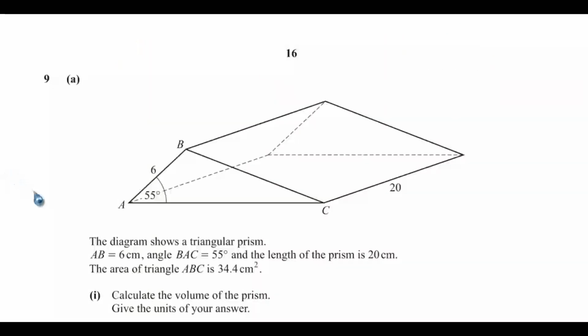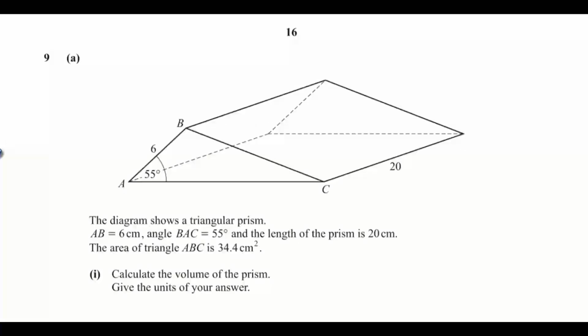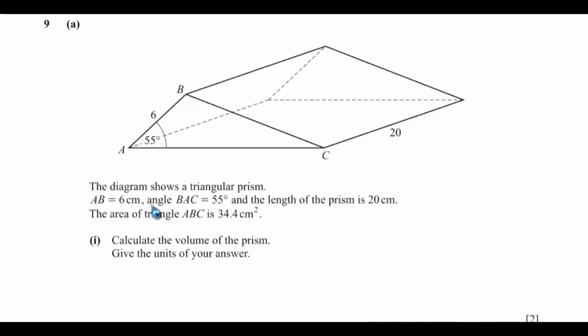Okay, question 9. The diagram shows a triangular prism. AB is equal to 6 centimeters, angle BAC equals 55 degrees, and the length of the prism is 20 centimeters. The area of the triangle ABC, that is one of the cross-section areas, okay, is 34.4 centimeters squared. Calculate the volume of the prism. Give the unit of your answer.